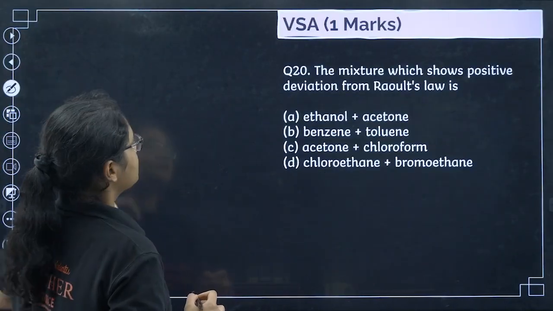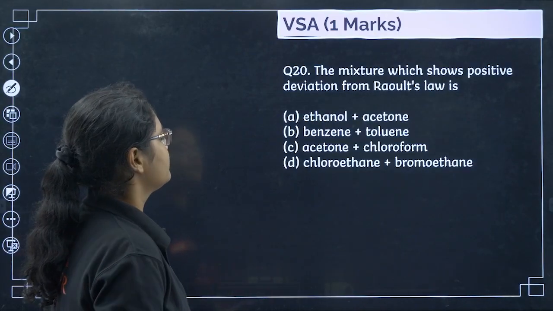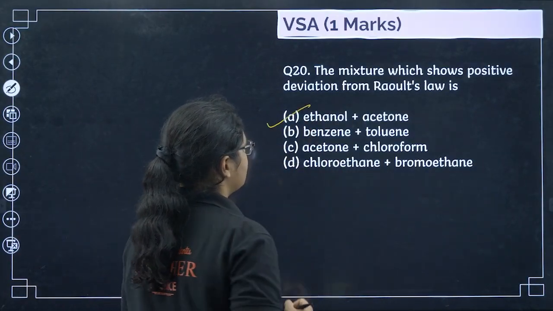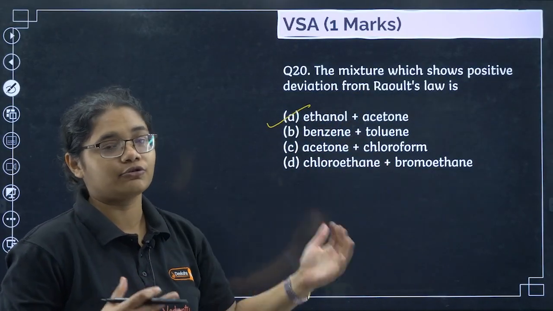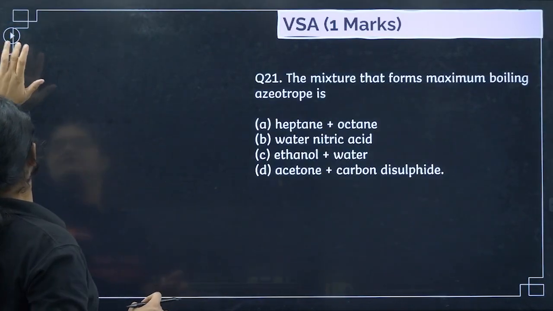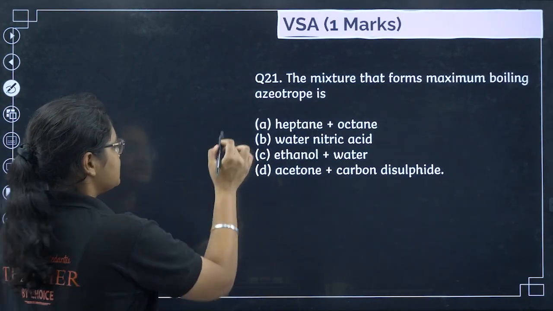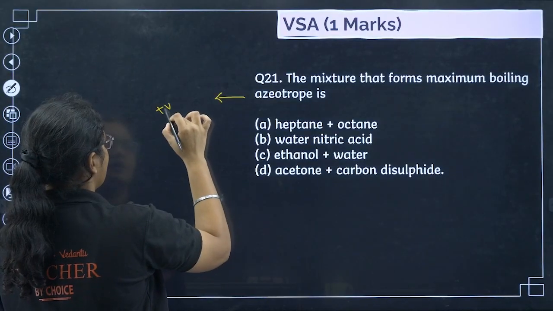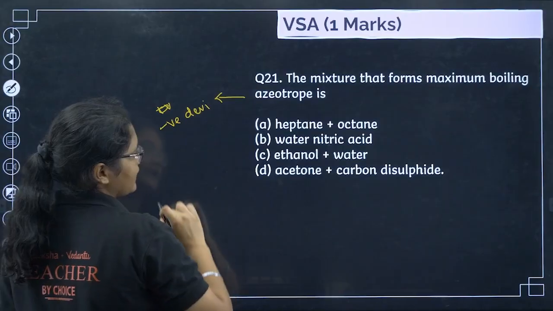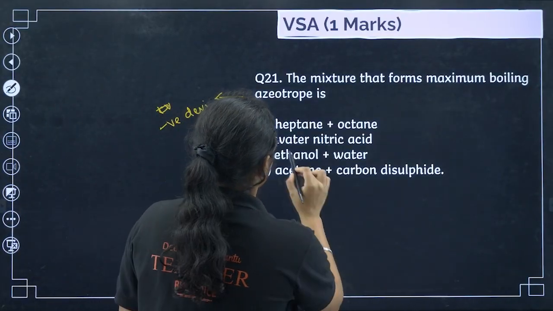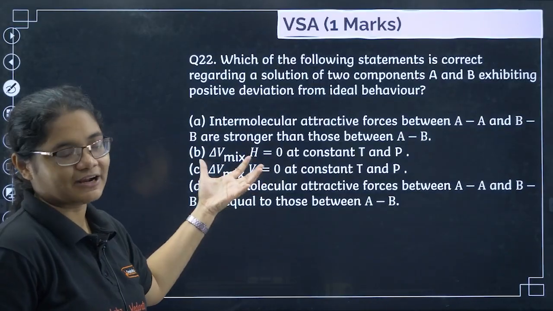Next, 20th question, the mixture which shows positive deviation from the Raoult's law. So it is ethanol and acetone definitely, because ethanol has hydrogen bonding, but when you add acetone to it, the hydrogen bonding is disrupted. Next, question number 21, the mixture that shows the maximum boiling azeotrope. Maximum boiling azeotrope means it should have negative deviation, right? So for negative deviation, we know it is shown by water plus nitric acid, option number B. So direct examples, you have just factual questions.